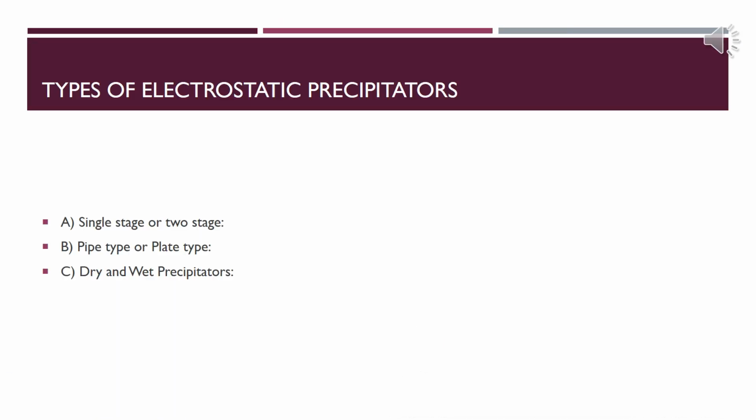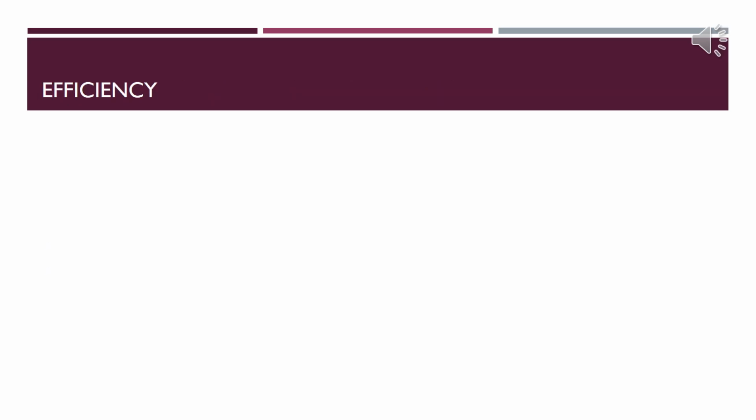There are three types of electrostatic precipitators which are commonly known. Number 1, single stage or two stage. Number 2, pipe type or plate type. Number 3, dry and wet precipitators. Generally, the collection efficiency of the electrostatic precipitator is very high, approaching 100%. Many installations operate at 98 to 99% efficiency.